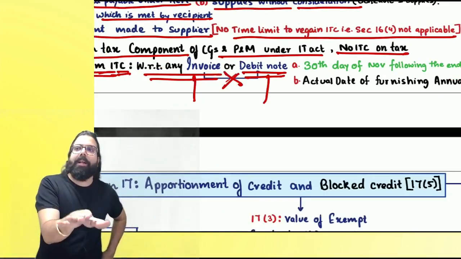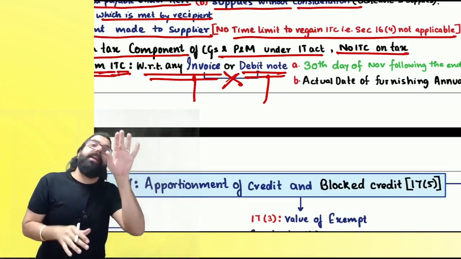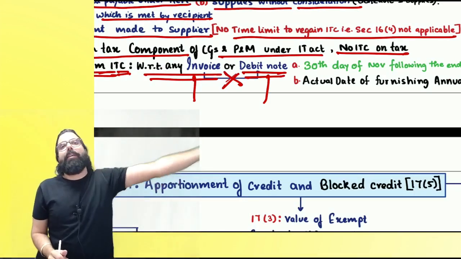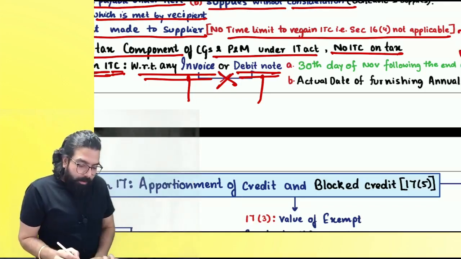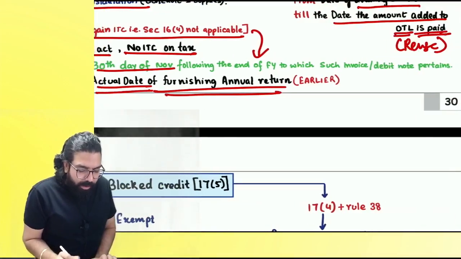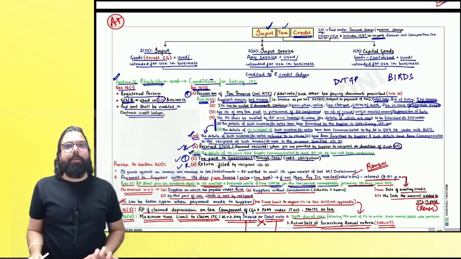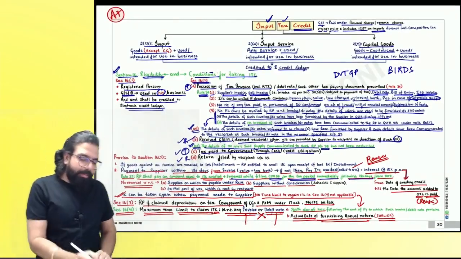Invoice's time limit is 30th November or actual date of annual return of the next year. For a debit note, the year the debit note is received, the next year's 30th day of November or actual date of furnishing annual return, whichever is earlier. Are we all clear with this point, everyone? We are done with section number 16.